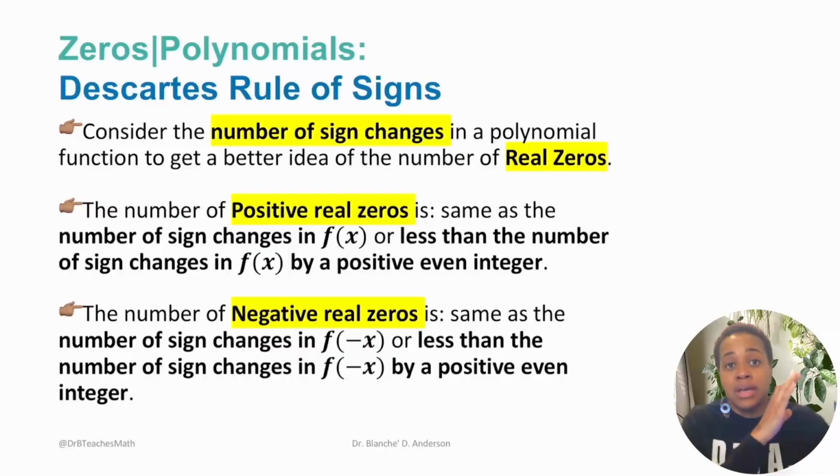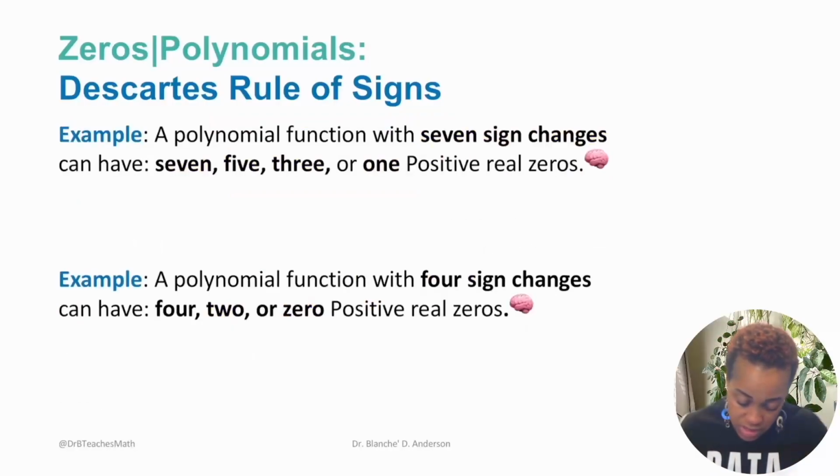Essentially what you do: count the number of sign changes in f of x for positive real zeros, and then decrease it by 2. And those are all your options. Same thing with the negative real zeros. Let's do an example so you can see it.